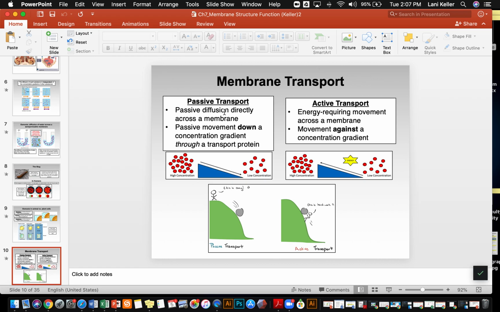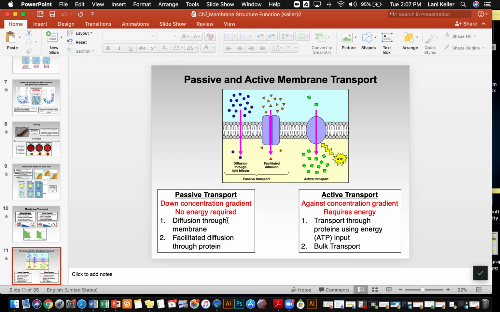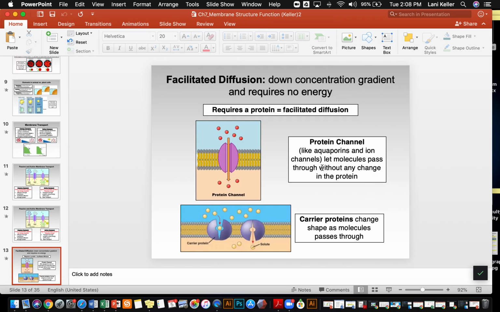Membrane transport can either be passive, meaning down its concentration gradient and taking no energy, or active, against its concentration gradient, needing ATP. Passive diffusion is diffusion directly through the membrane, like small gases, steroids, etc. Facilitated diffusion goes through a membrane protein. Active transport needs ATP and goes against the concentration gradient, or you can also have bulk transport. Facilitated diffusion can use either a protein channel or a carrier protein.